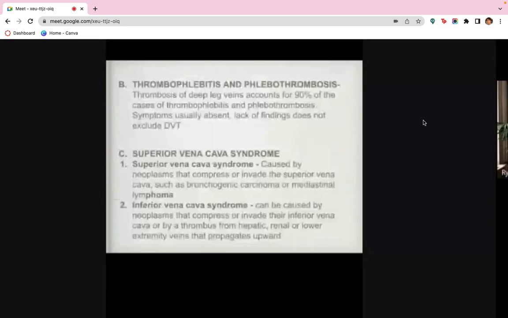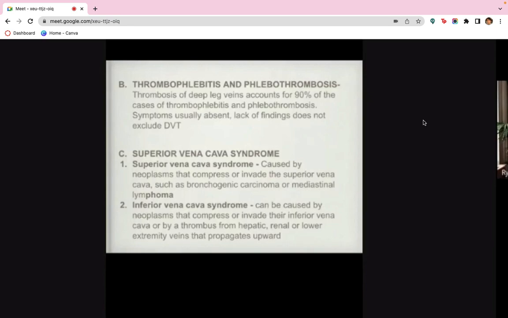or your phlebothrombosis, okay? So these are thrombosis of your deep leg veins, accounts for 90% of the cases of thrombophlebitis and phlebothrombosis. The symptoms are usually absent, and lack of findings does not exclude your deep vein thrombosis or your deep venous thrombosis. Okay? So madalas, these thrombi tend to produce few or any reliable symptoms, and pain can be elicited by forced dorsiflexion of the foot and squeezing of your calf muscle.